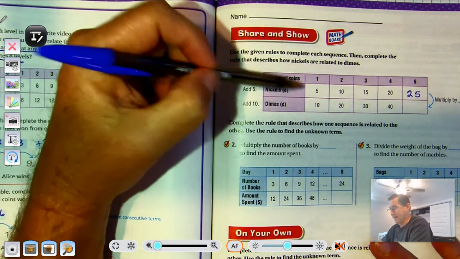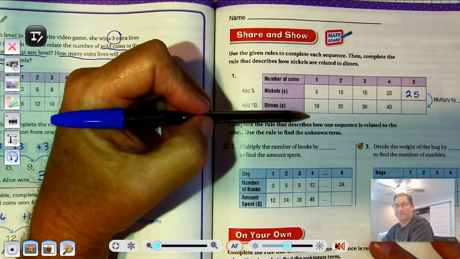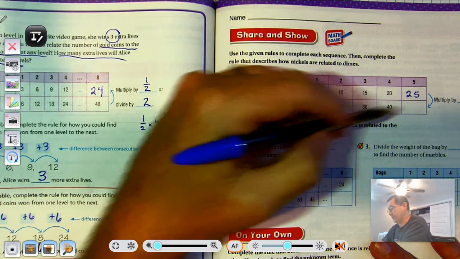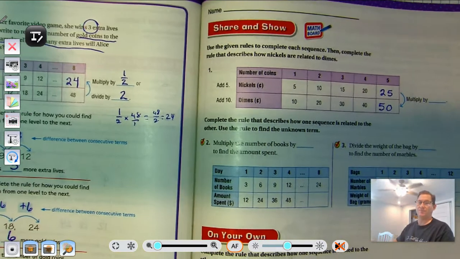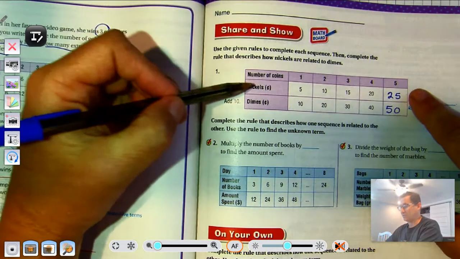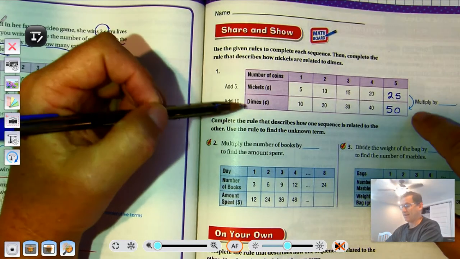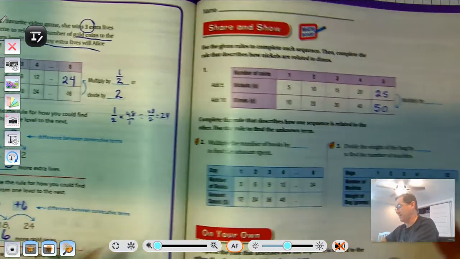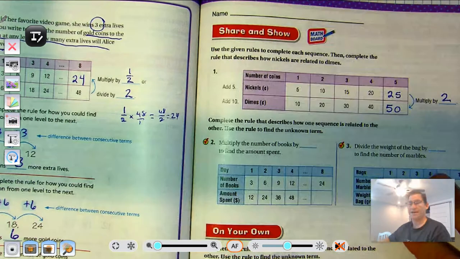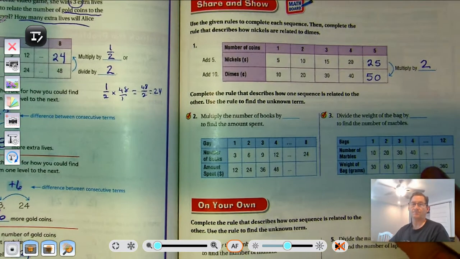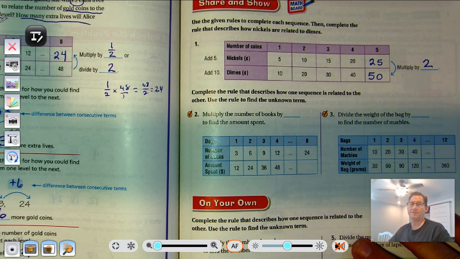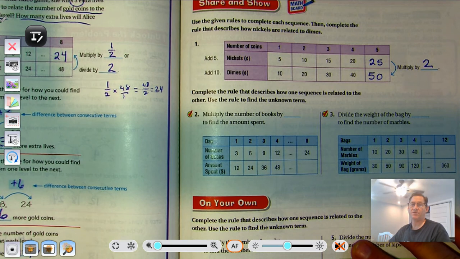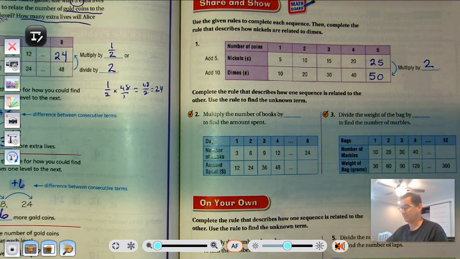And for dimes, we're adding 10 cents for every coin that we have that are dimes. 10, 20, 30, 40, 50. Okay, so what are we doing? If we're comparing nickels to dimes, the value of the dimes is 2 times the amount of the nickels. So just multiply by 2. All right, complete the rule that describes how one sequence is related to the other. Use the rule to find the unknown term.